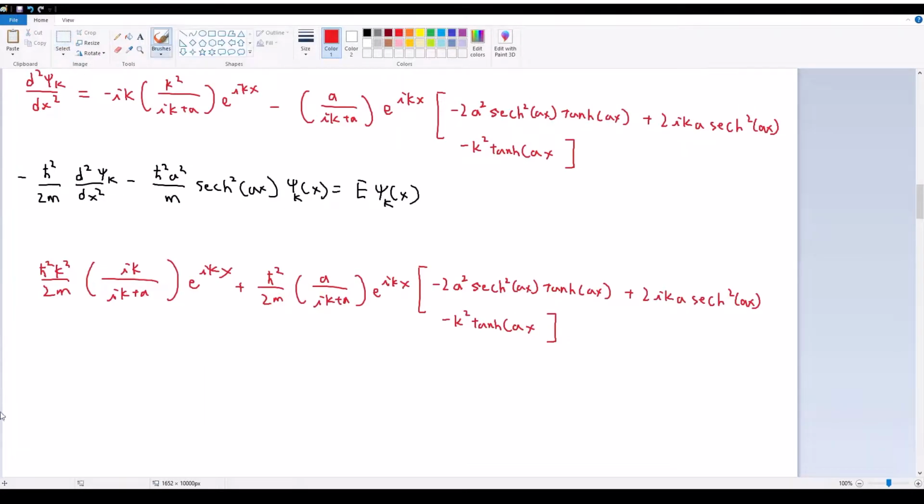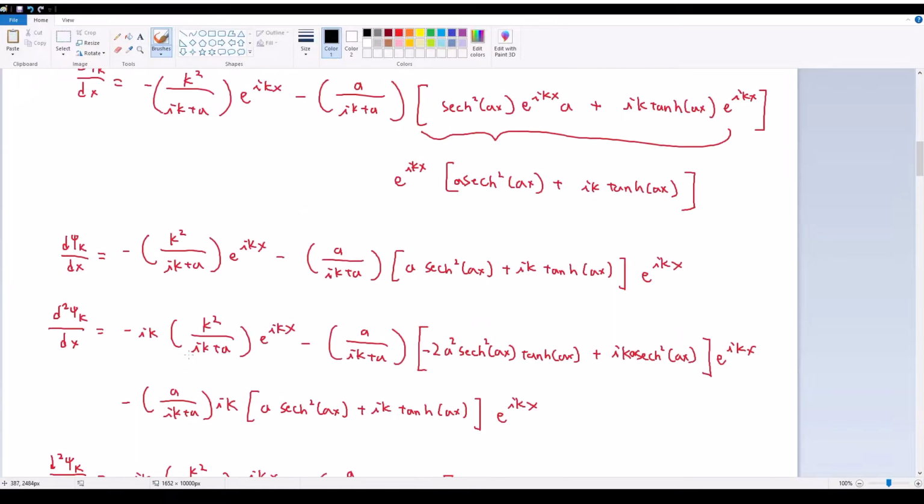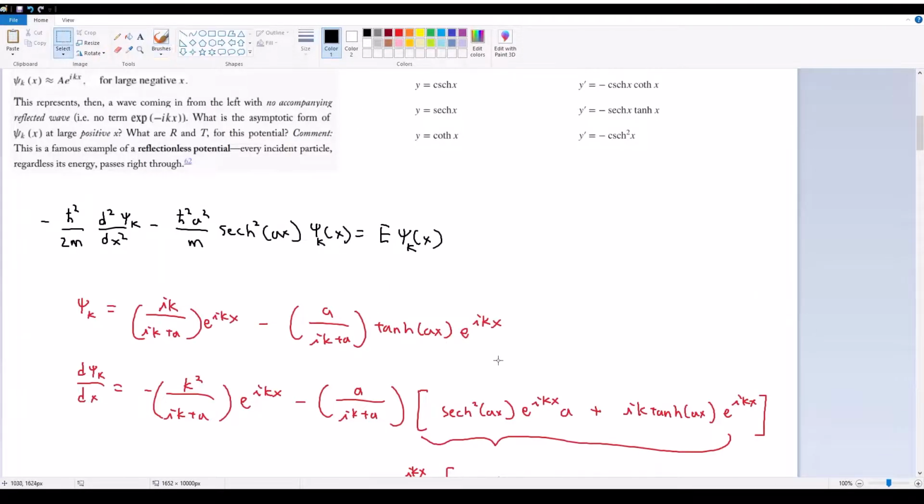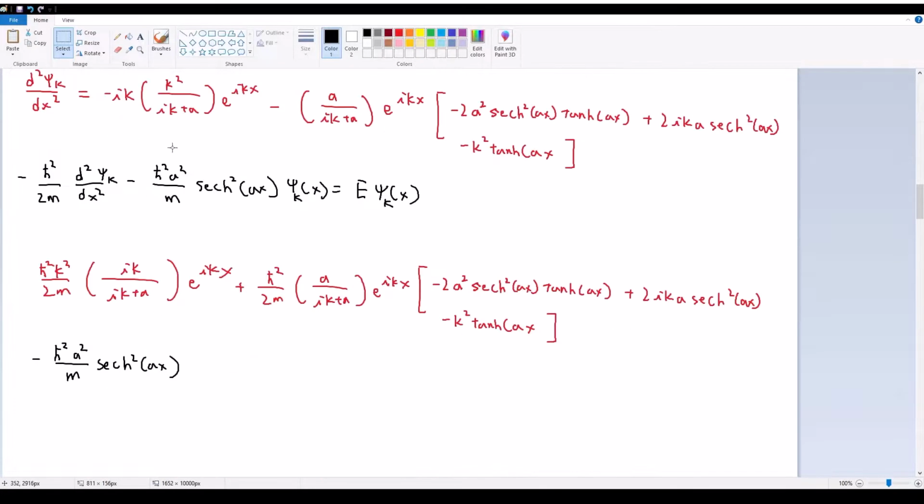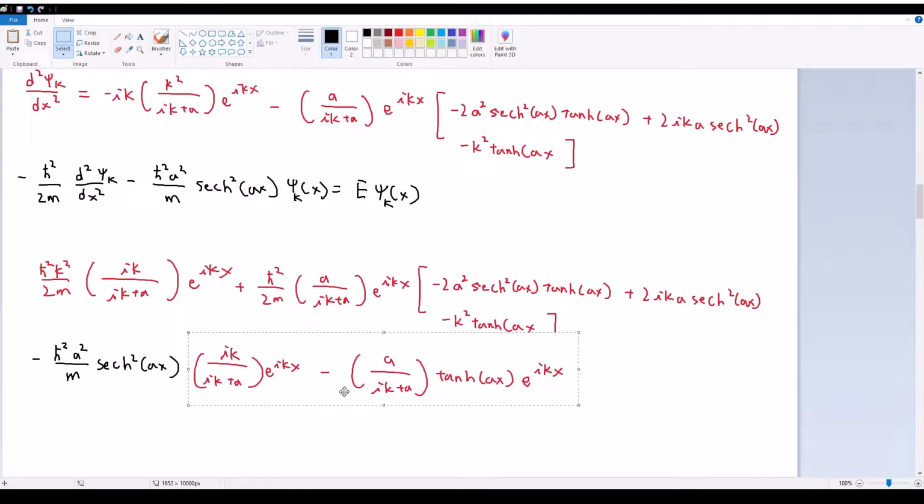And this is getting subtracted by, and let's put this in black, h bar squared a squared over m hyperbolic secant squared ax multiplied by psi k, which I'm going to copy paste from here, in red, once again. And this is going to equal e times psi k. So let's see how we can simplify this.